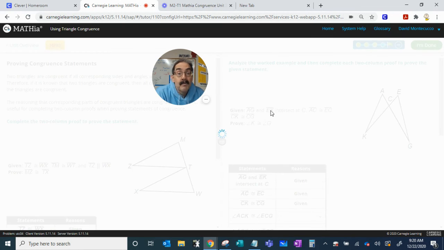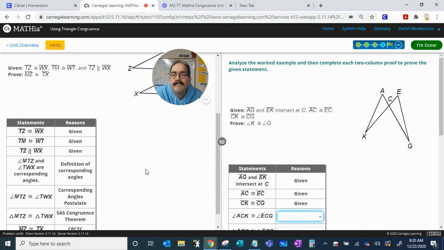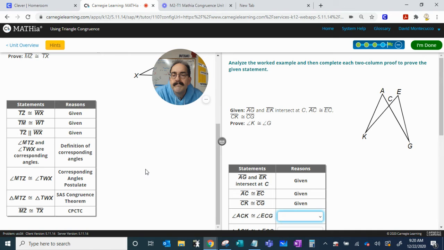Adaptive. The more you miss, the more you do. Okay. All right. So given TZ, boom, and WX, TM, WT, TZ, they're parallel, so we have the corresponding angle. So side, angle, side. Side, angle, side. Okay.